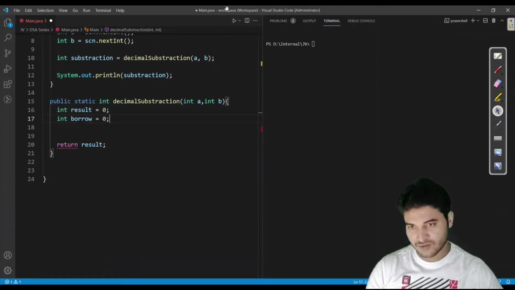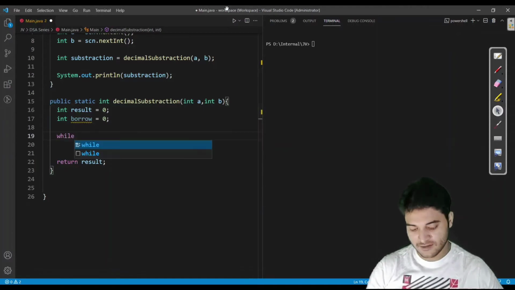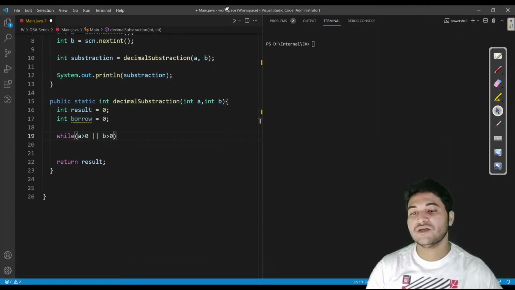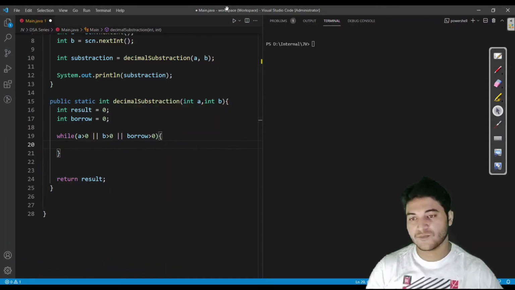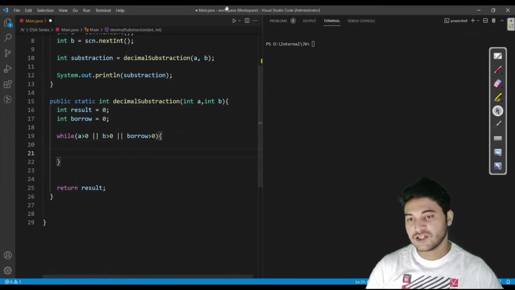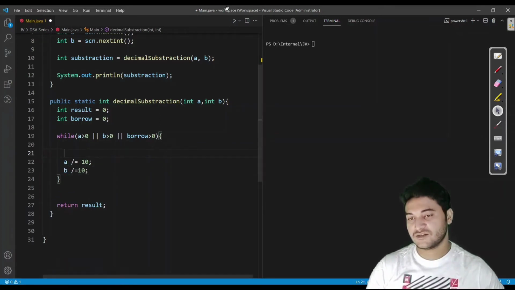So initially the borrow is 0. Fine. So we would write a loop while a is greater than 0 or b is greater than 0 or our borrow is greater than 0. If any one of these numbers is not 0, then we have to run our loop. And in each iteration, we would divide our number by 10 because we are removing the last digit in each iteration.